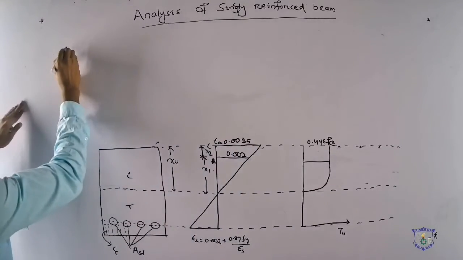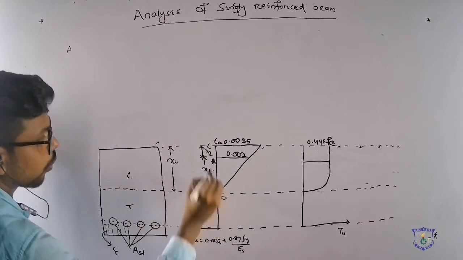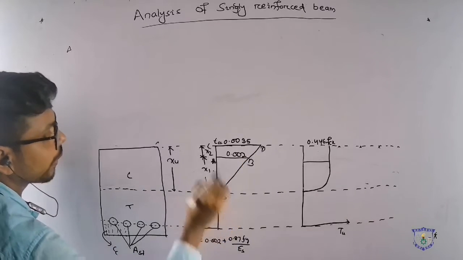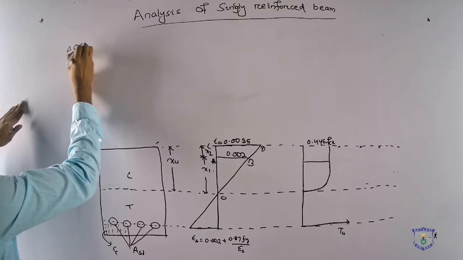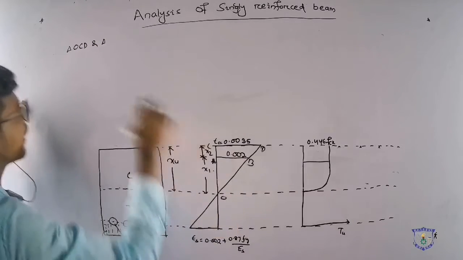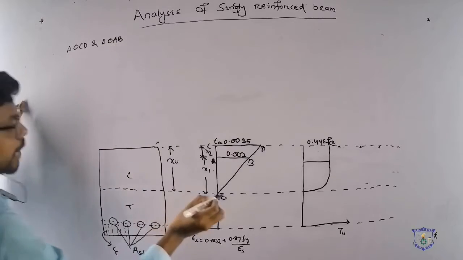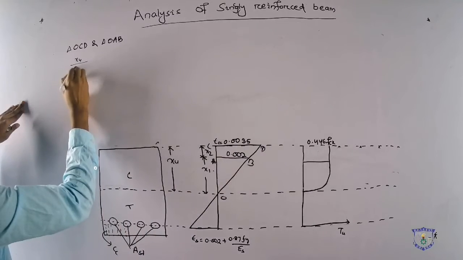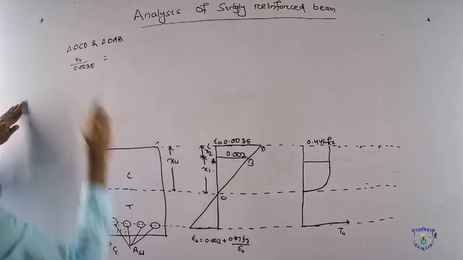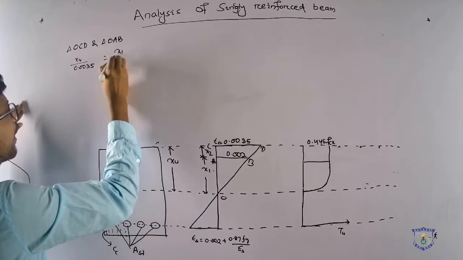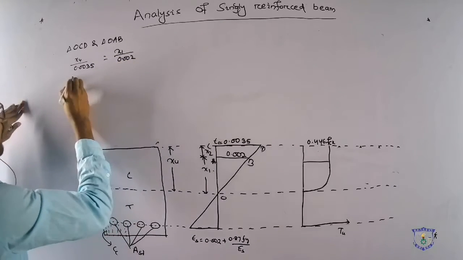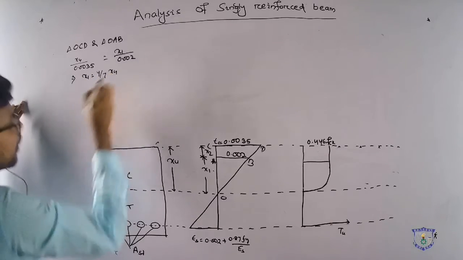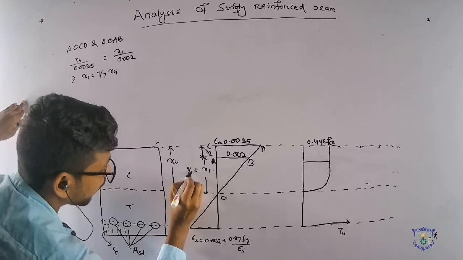by using similar triangles. This is O, C, this is B, this is D: triangle OCD and triangle OAB. In these two triangles, we can find out the value of Xu divided by 0.0035 is equal to x1 divided by 0.002. If we solve this one, we can find the value of x1 is 4 by 7 of x.